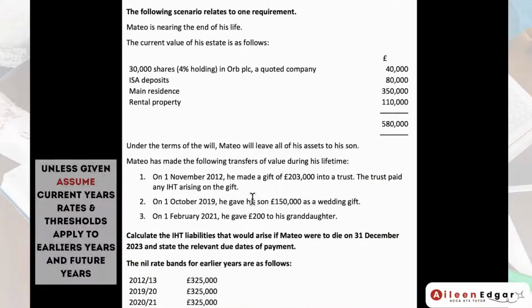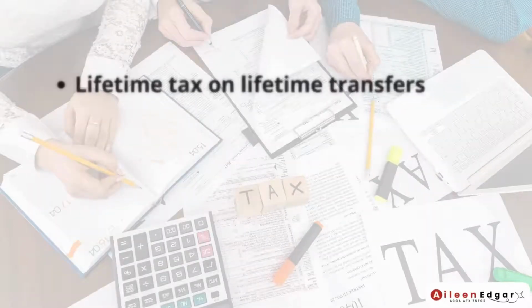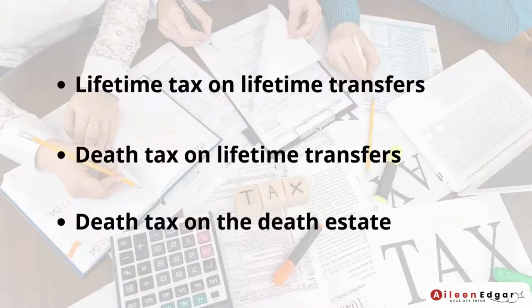Okay, but if they don't, you would assume that the current year's rates and thresholds apply to earlier years and later years. You're not expected to know what all the different rates and thresholds have been or are going to be in the future. So with that in mind, we want to start thinking about how to approach this question. Remember I said there's 3 main stages with inheritance tax computations. We have lifetime tax on lifetime transfers, death tax on lifetime transfers, and death tax on a death estate. And this question is going to let us look at all 3 of those things.